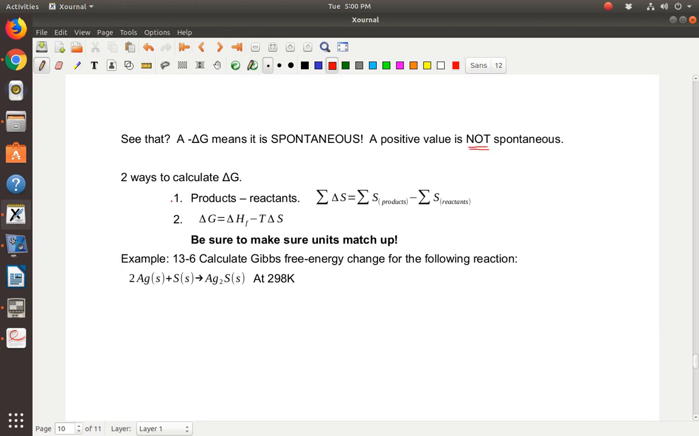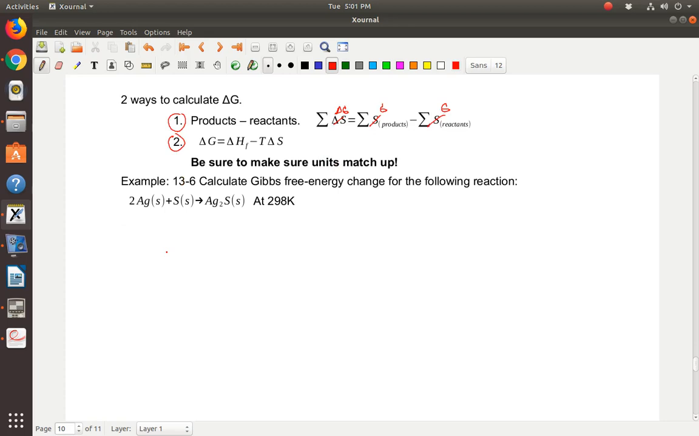So two ways to calculate a delta G: products minus reactants, just like before. I don't know why I have the S here, but that should be a G. The delta G is the G of the products minus the G of the reactants. I think I just meant to change that and I forgot. So change that in your notes. We're talking about Gibbs free energy now, or we can use this formula. Okay? So we're going to calculate Gibbs free energy for the following reaction, and we're going to try to do it both ways.